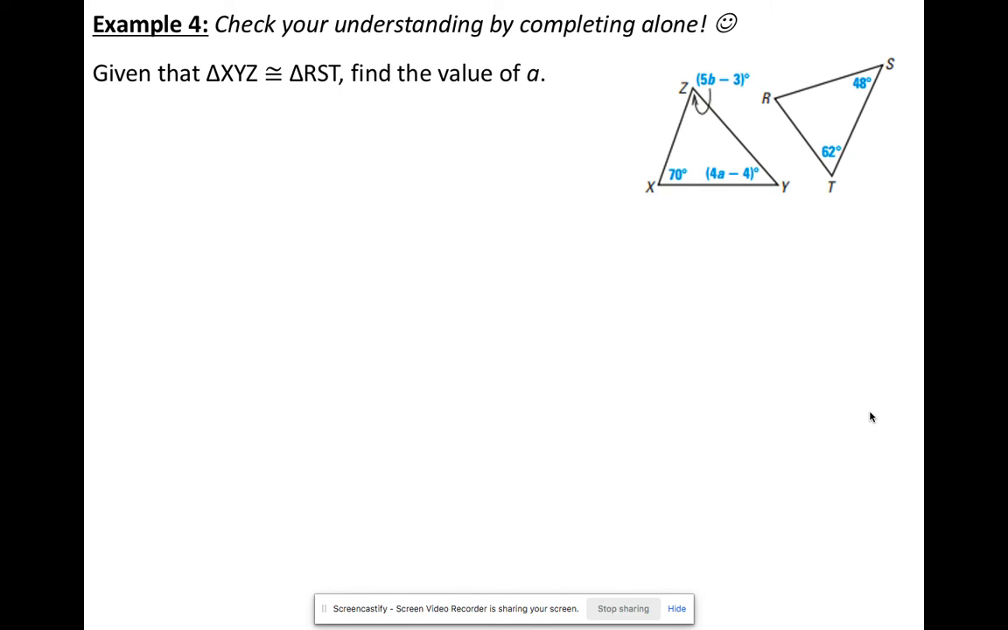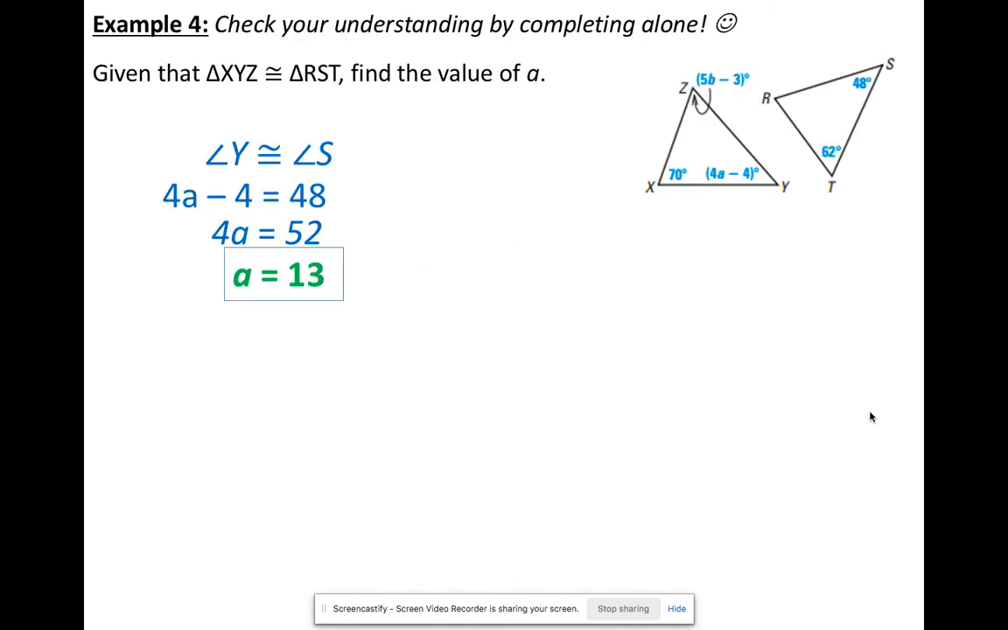Do the same thing here. If we look at these two triangles, I know it's turned, but that doesn't mean that they're not congruent. If angle Y is congruent to angle S, we can do 4a minus 4 is equal to 48, add 4, divide by 4, and a is 13. We do the exact same for b. Oops, sorry. To figure out b, we know that the inside of a triangle has to equal 180 degrees. You can go from there if you're not sure how to do the rest.